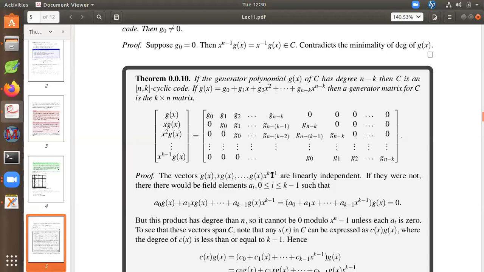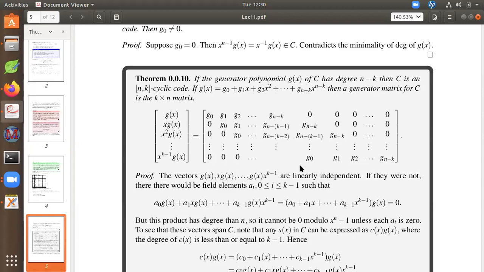So what I want to show is that g(x), x g(x), up to x^{k-1} g(x) are all linearly independent. I took a0 g(x), a1 x g(x), up to a_{k-1} x^{k-1} g(x), equal to 0. Now I can take g(x) outside. But this product is in modulo x^n minus 1. This polynomial has degree k minus 1 and g(x) has degree n minus k. So what is the degree of the product at most? N minus 1. So now that is 0 modulo x^n minus 1.